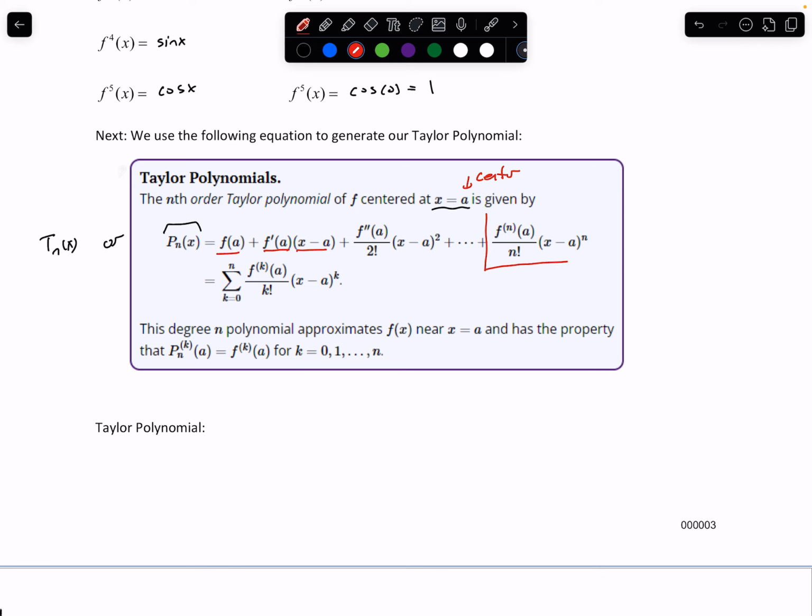crux of it. This right here. This is what we want. This is what we call the Taylor polynomial. That's our Taylor, and we're just going to memorize it. And what it says is we are going to find the value of the nth derivative at a divided by n factorial multiplied by x minus a to the n.